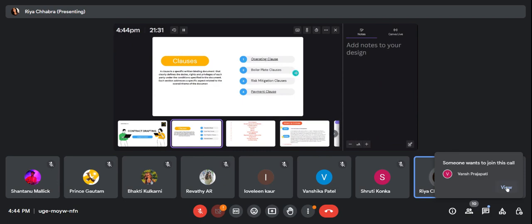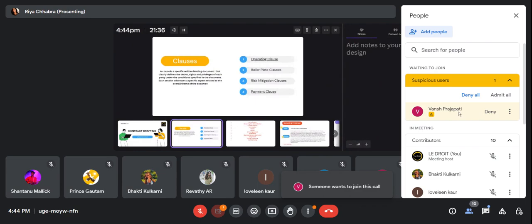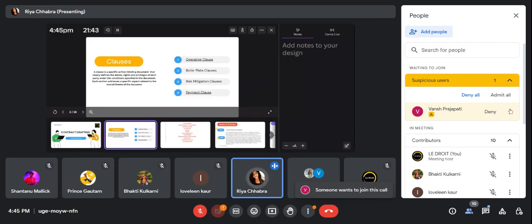Next, we have boilerplate clauses. These are the clauses we'll be discussing in today's session. Third is risk mitigation clauses. These clauses majorly eliminate the risk.